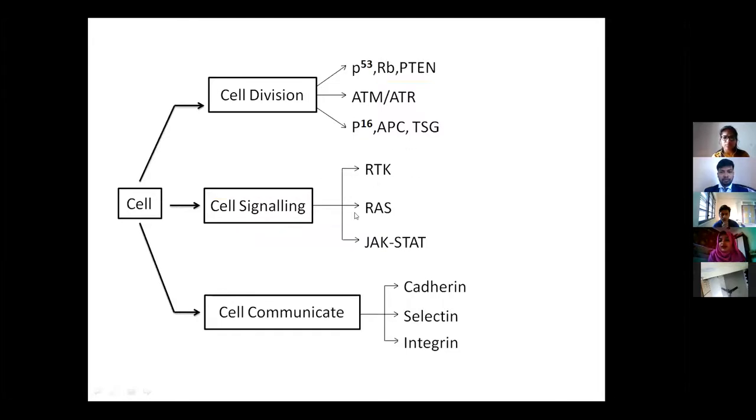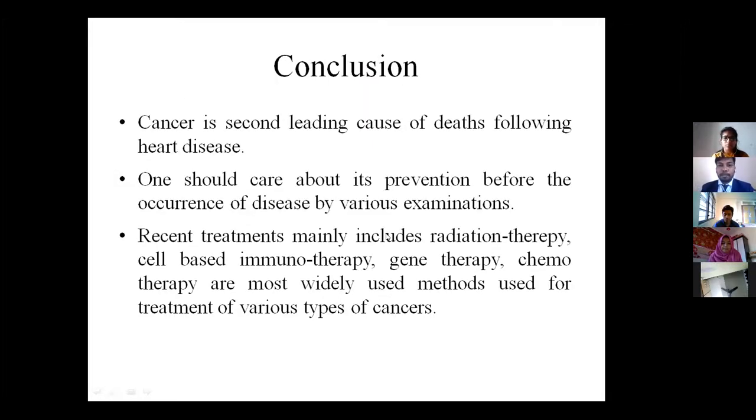Again, we have divided the different genes by their functions. P53, retinoblastoma, P10, ATM, ATR, P16, APC are tumor suppressor genes. These are all genes which are part of cell division during the formation of cancer. Then cell signaling consists of RTK, RAS, JAK, STAT, and cell communication has cadherin, selectin, integrin. Now we come to a conclusion.